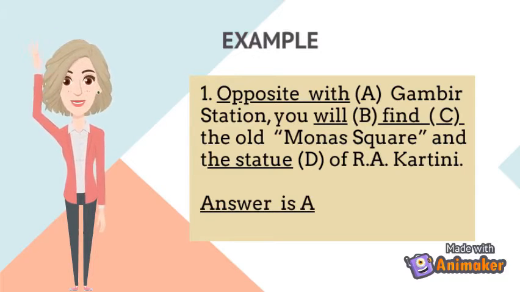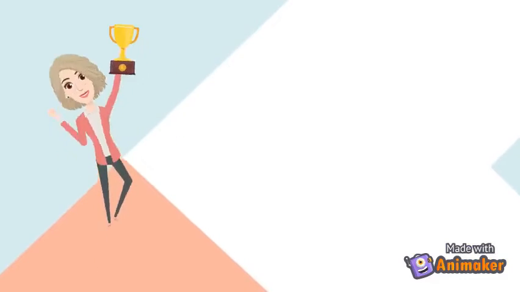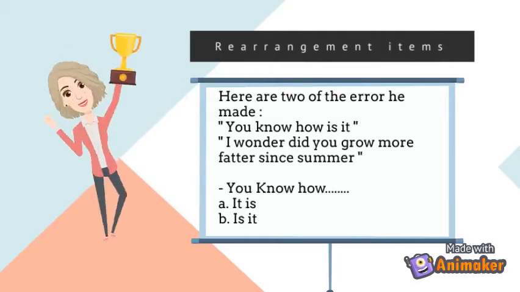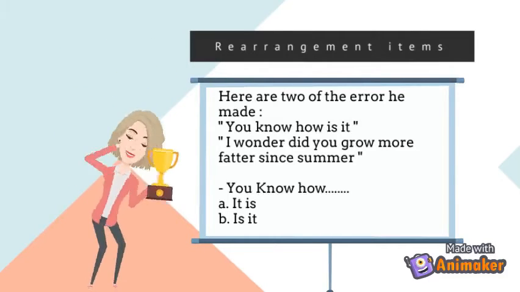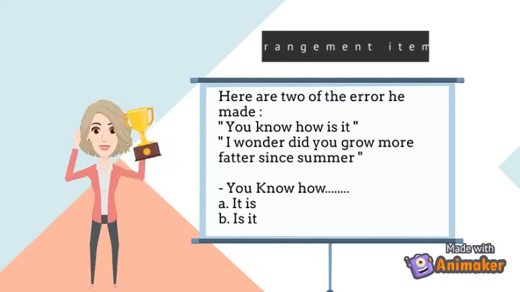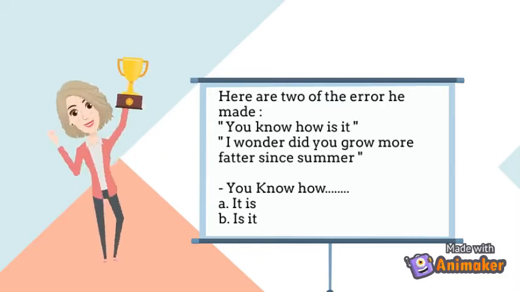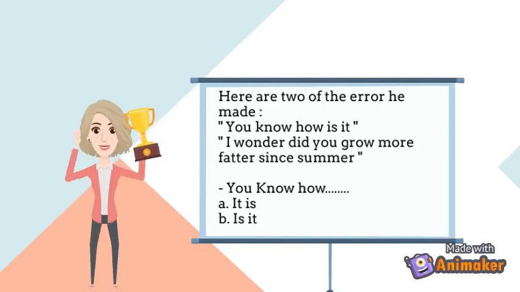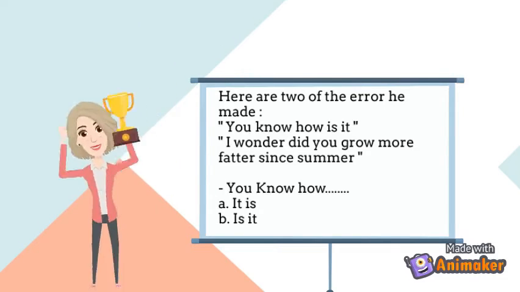Rearrangement items. Rearrangement items can take several forms. The first of which to consider here will be the multiple choice types. Here are two of the errors he made. "You know how is it?" "I wonder did you grow more fatter since summer?"